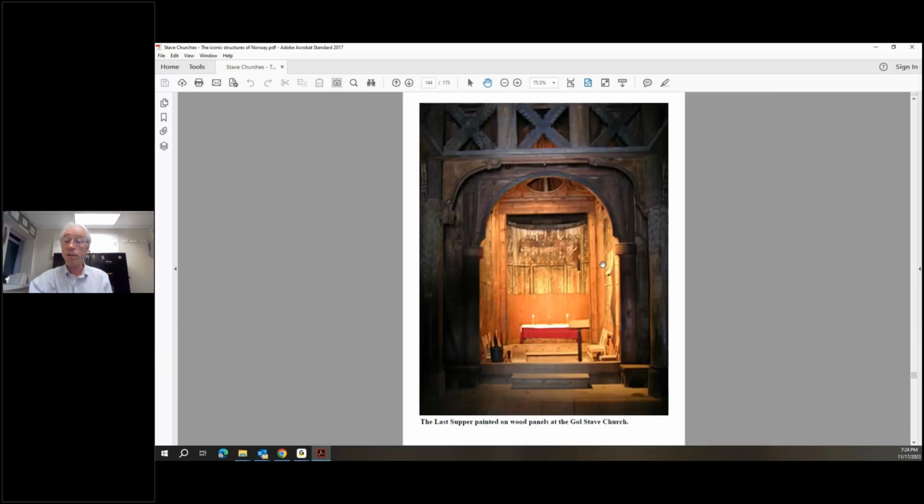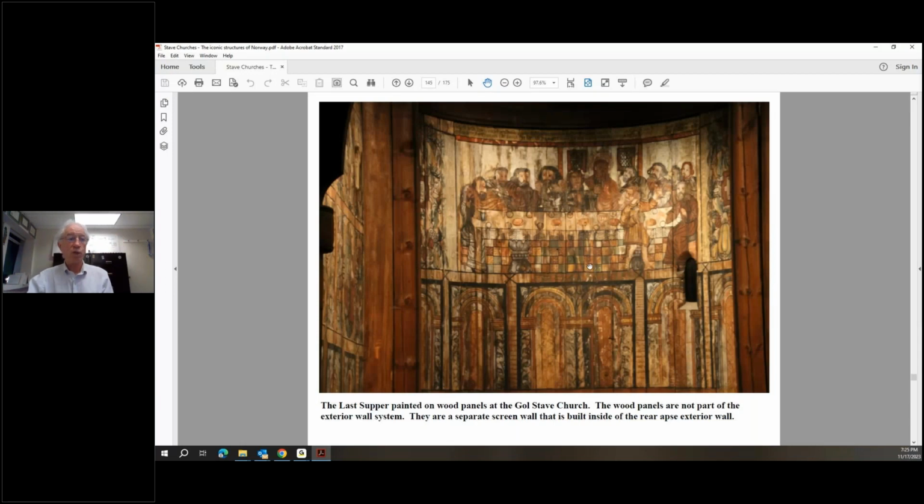All right. And this is Gol Stave Church. So this is in Oslo. And like Borgund, like Uya, it is very staid. The wood expresses itself. It's not painted except for the Last Supper on a curved wall inside of the rear apse of the church. So once again, it's not the rear wall, it's inboard of the rear wall, but it follows the same shape as the apse. But this is the decoration of the church.